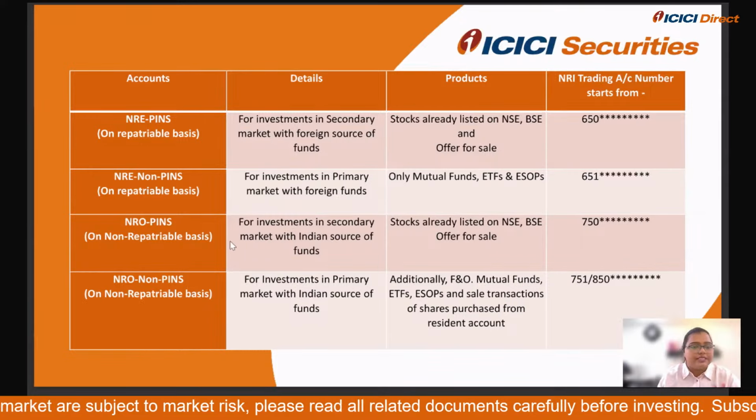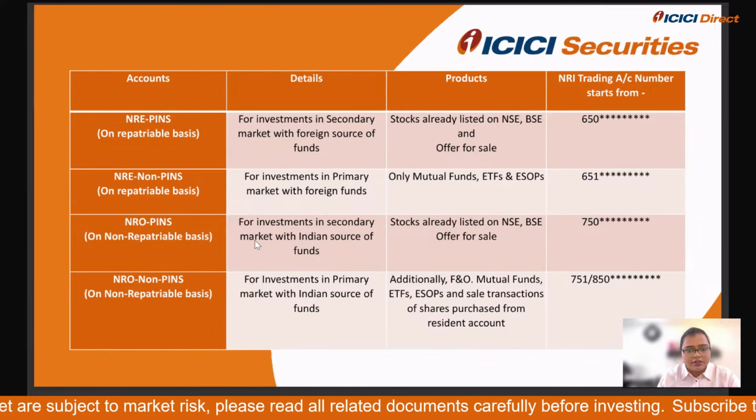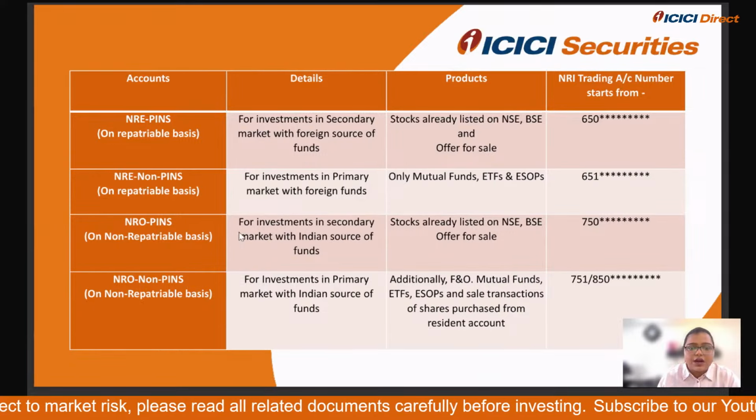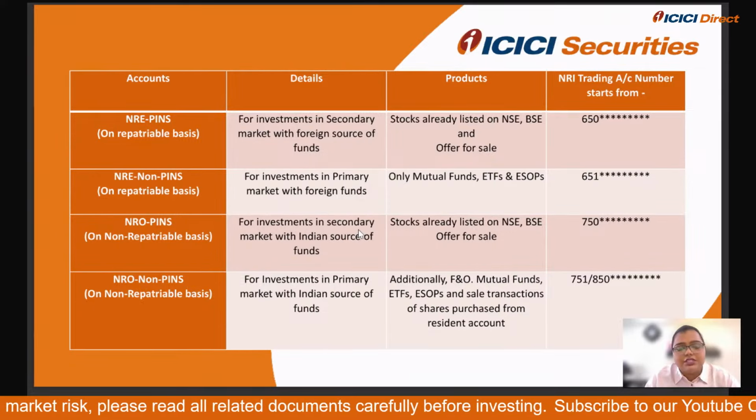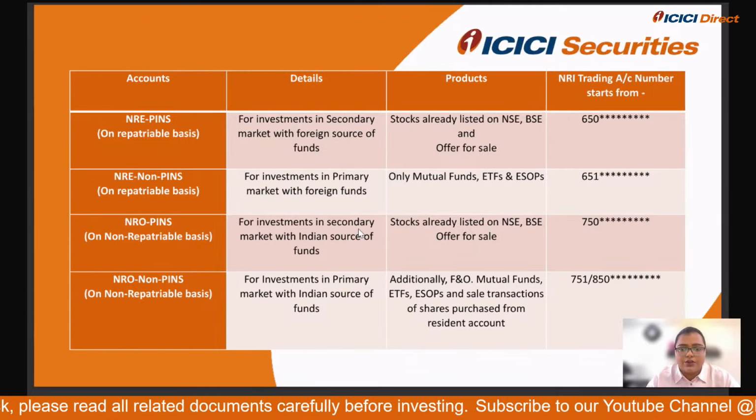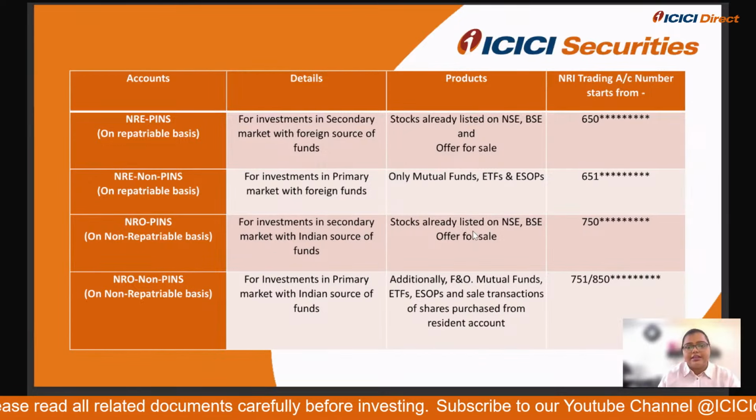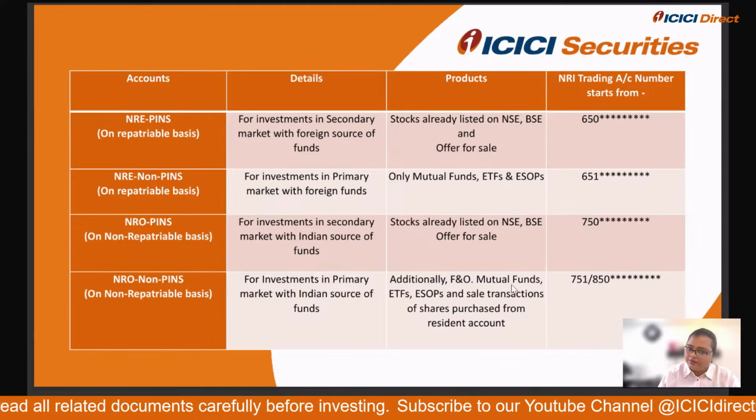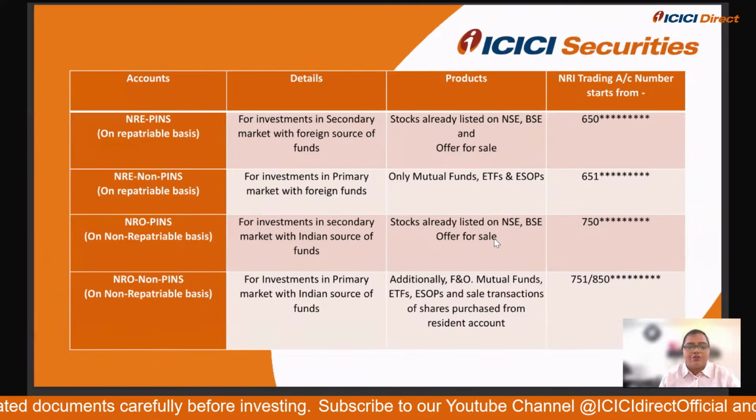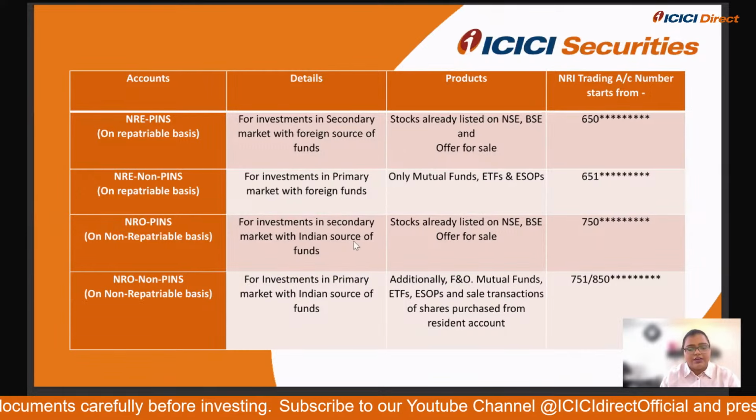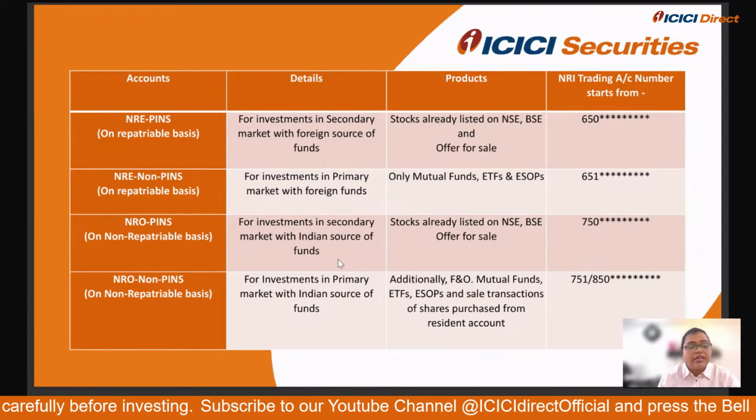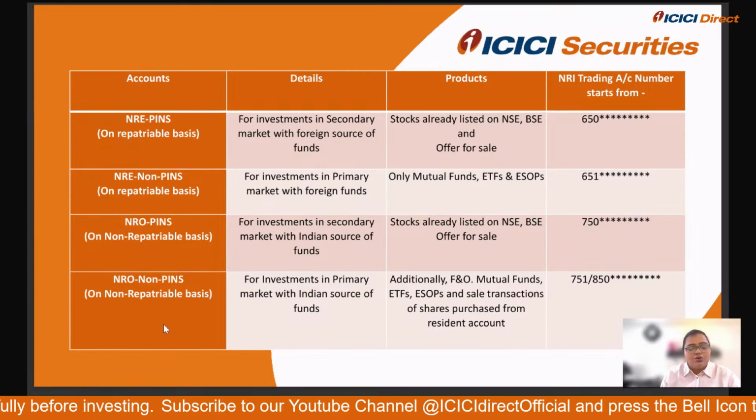Then we have the NRO PINS account, for your Indian source of funds. Since it's a PINS account, your secondary market transactions with Indian source of funds can be done through your NRO PINS account. Similar to NRE PINS, you can trade in the stocks that are listed on NSE, BSE, and offer for sale. So the only difference between NRE and NRO PINS accounts is the source of funds that we have. The last one is NRO non-PINS.